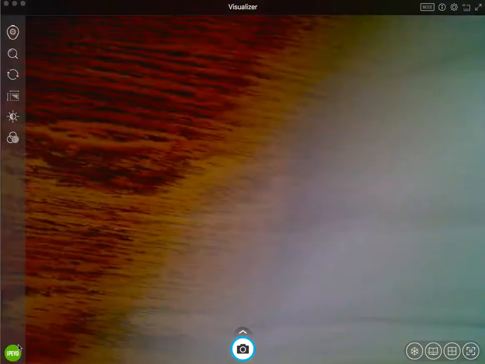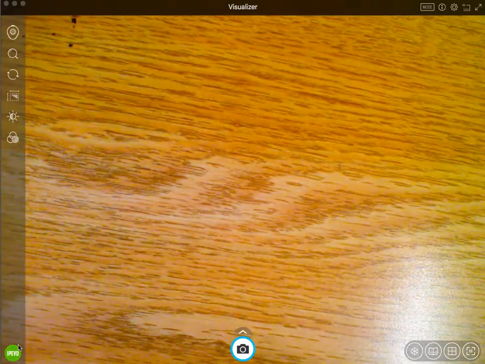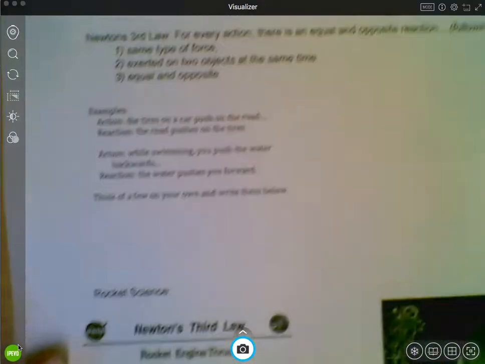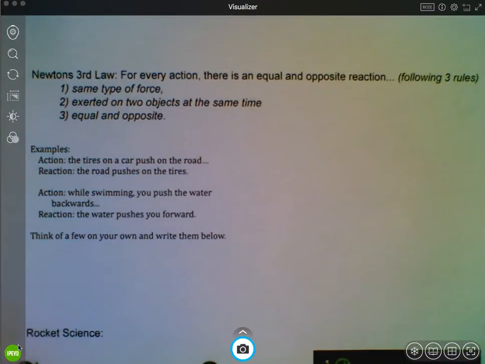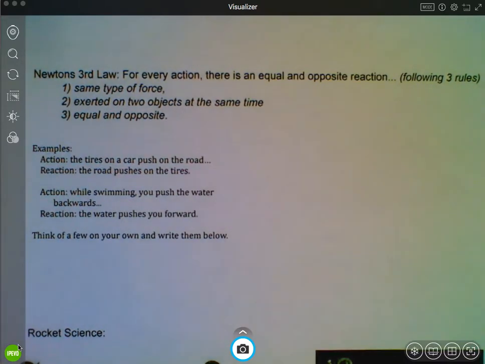All right, let's go to the next page here. All right, Newton's third law. Okay, Newton's third law is probably something you've heard before, but it's for every action there is an equal and opposite reaction. Okay, it follows three very, very important rules.